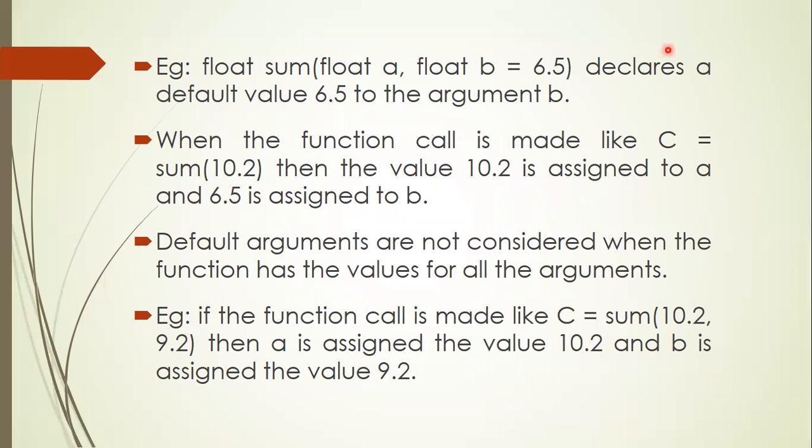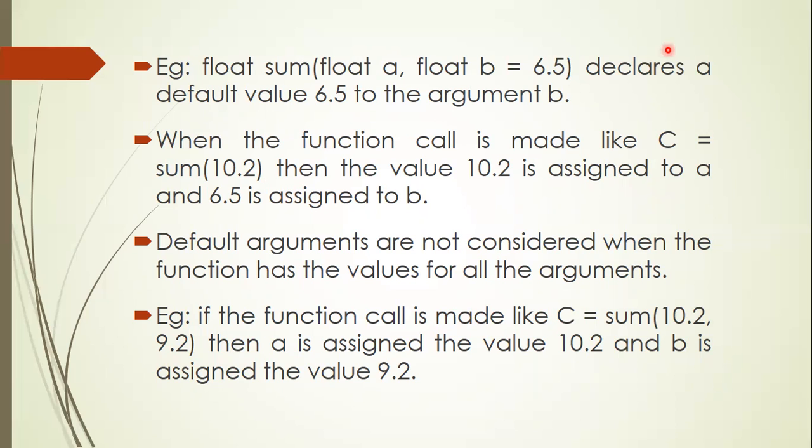Consider the following example. float sum(float a, float b = 6.5). Here the prototype says that the function name is sum. There are two arguments, one is a, the other one is b, and both the arguments are float type and the return type is also float type.